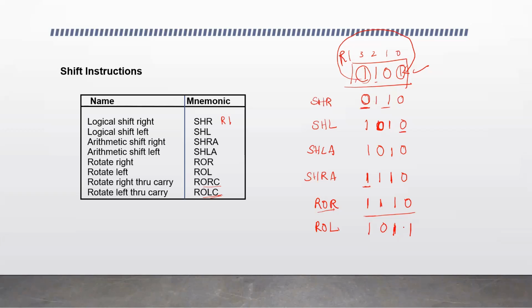This is called rotate right and rotate left, and then rotate through carry. When the carry bit is included, the same operation is performed. We write these as RORC and ROLC, so there is a carry bit. Let's say here is a carry bit that has 1, and let's consider the actual number in the register R1 is 1101. This is the carry, and this is the content of register R1.